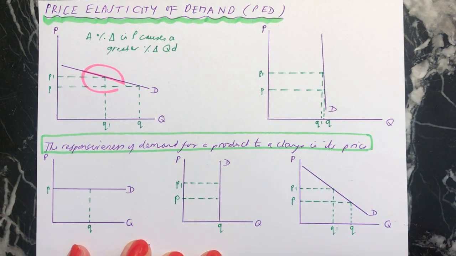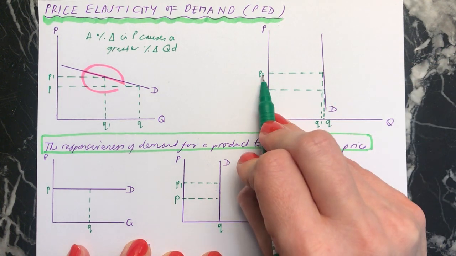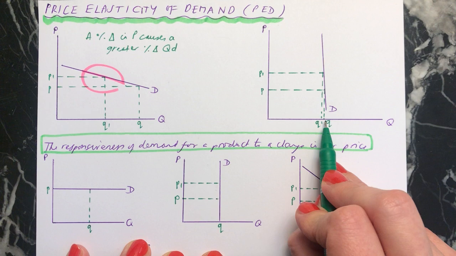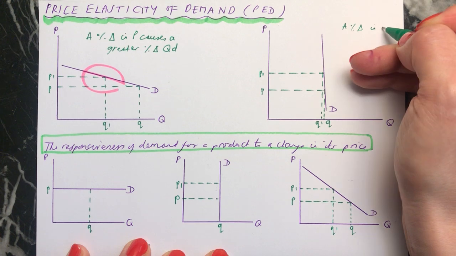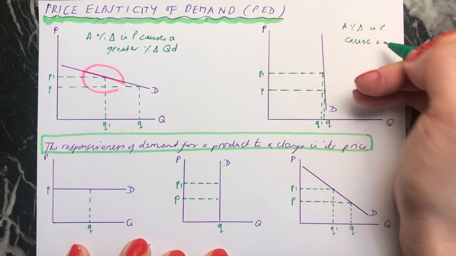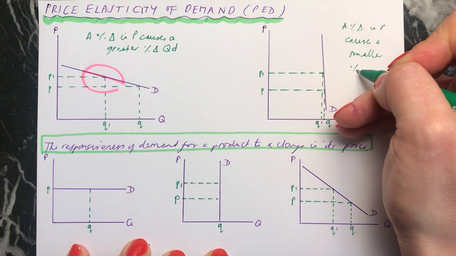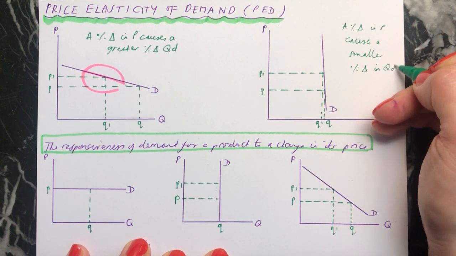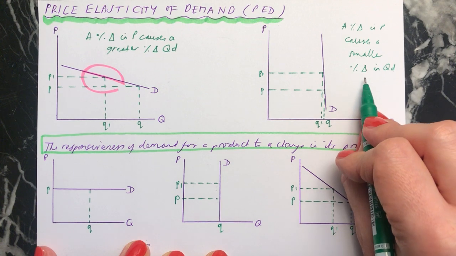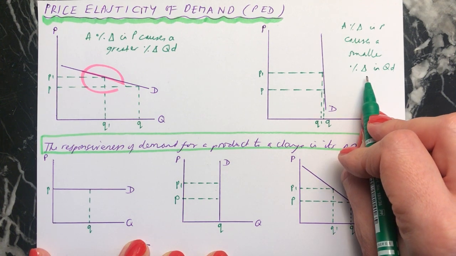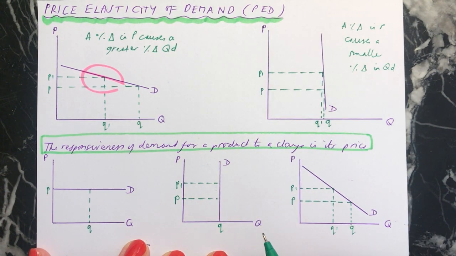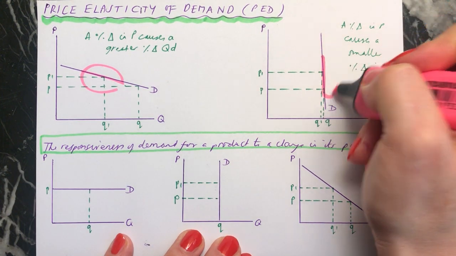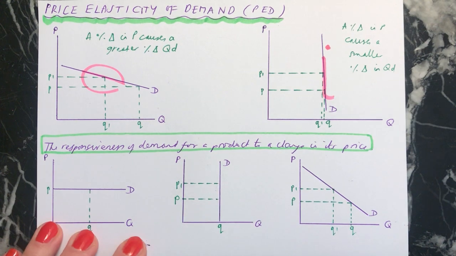This curve, on the other hand, you can see here that the percentage change in price causes a much smaller percentage change in the quantity demanded. So we can write this here. A percentage change in price causes a smaller percentage change in the quantity demanded. It's very important. It's about percentage changes, not just a change. And because when there's a change in price here, there's very little change in the quantity demanded, we say that this curve is inelastic. And this looks like an I, so it's easier to remember.